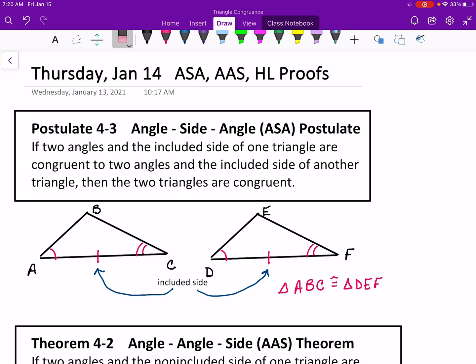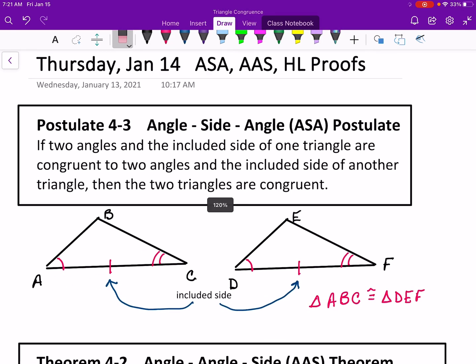First one is the postulate 4.3, which is angle side angle. You can look at the diagrams and see the figures. It says if two angles and the included side of one triangle are congruent to two angles and the included side of the other triangle, then the two triangles are congruent. By included side, we do mean the side between the two angles. I do have those marked. Since it's a postulate, it's one that we accept to be true without proof.